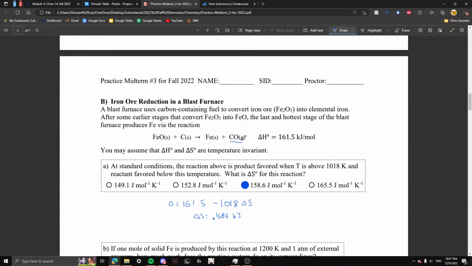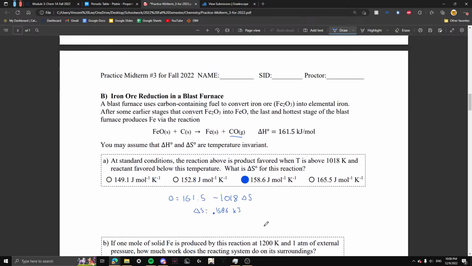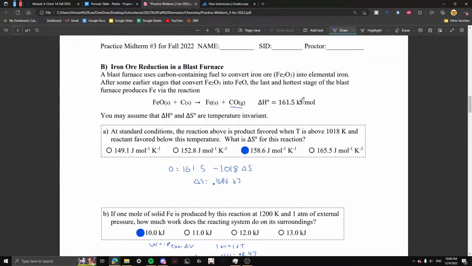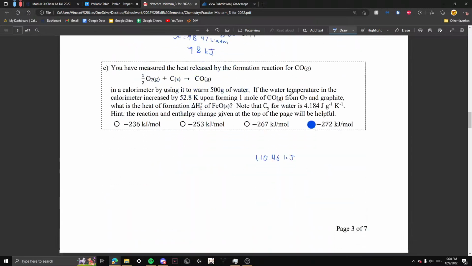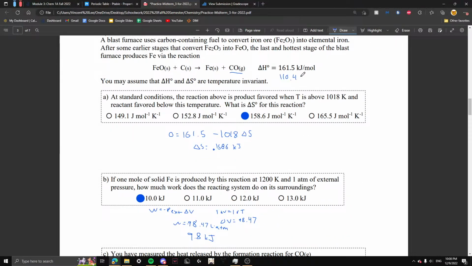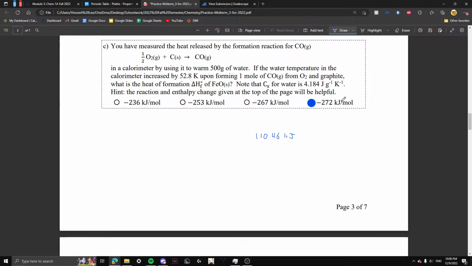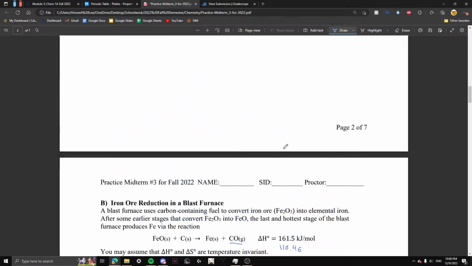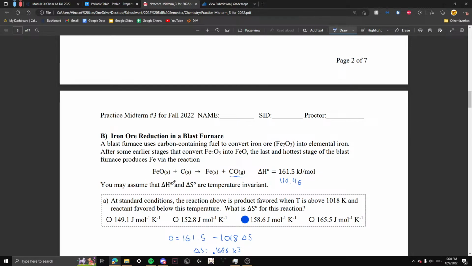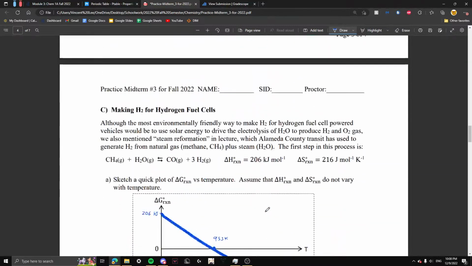If you go up here, carbon monoxide is a product, and remember this is products minus reactants. So we just add 110.46 onto this value right here, and that gives us an answer extremely close to 272. The reason this is negative is because this is the heat of formation of iron oxide, which is a reactant, so it'd be this reaction backward. Alright, C.